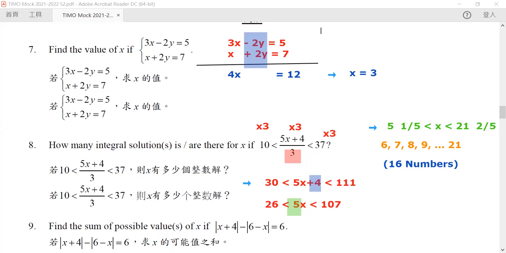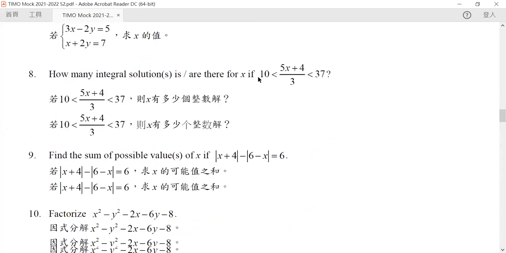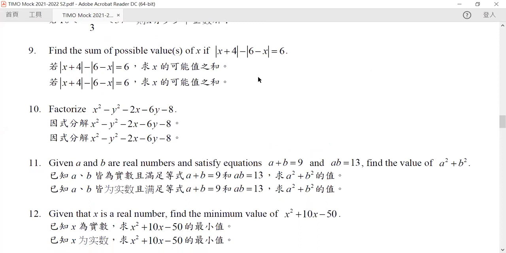Okay, so our next question: find the sum of positive values if these will be equal to 6. Now, in our question number 9, which involves absolute values, all we need to do is to get rid of this absolute value first. Now, how can we get rid of absolute value? Well, we follow the definition.